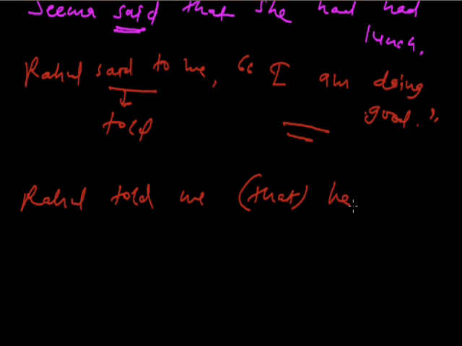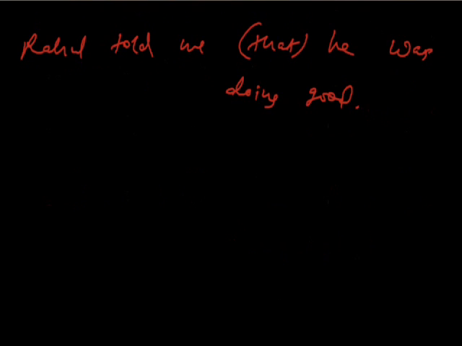That he. Now, see the reporting verb is in the past tense. So here this reported verb will be in the past tense too. What is the past form of is? Was. So Rahul told me that he was doing good. Clear? Rahul told me that he was doing good. Another example.